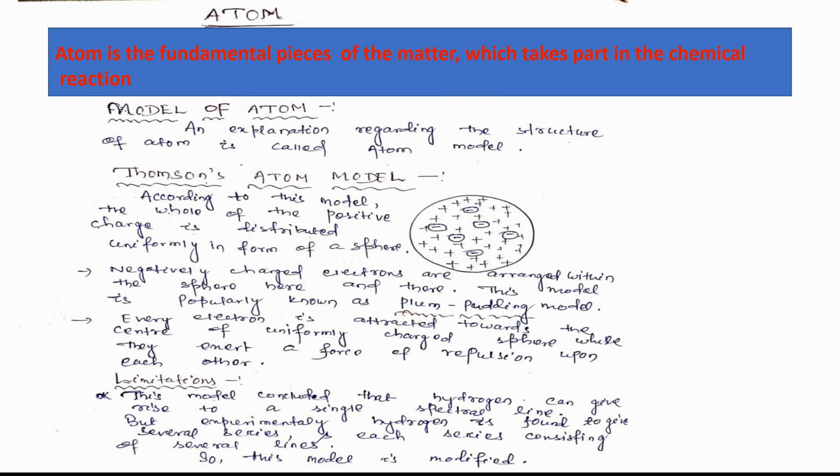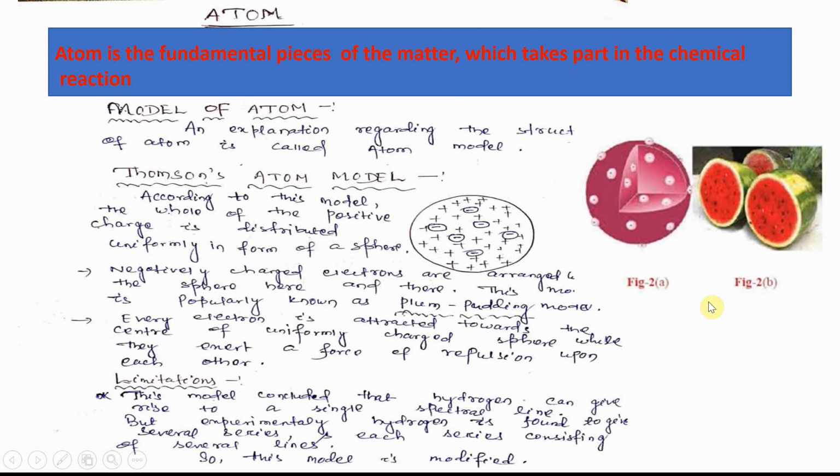Why is this known as the Plum pudding model? Just see the watermelon. Inside the watermelon, assume this red part is the positively charged, and the seeds which are black in color are considered as negatively charged particles. So we can also say this is the watermelon model, comparing with the structure of the watermelon. Inside there, positive charges are there and negative charges are distributed here and there.